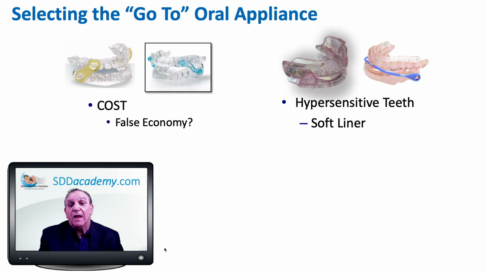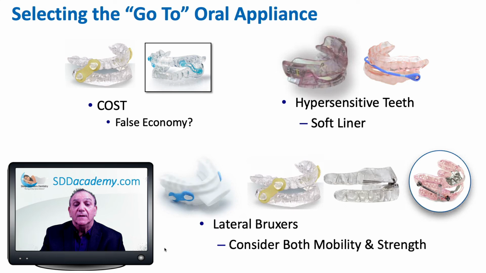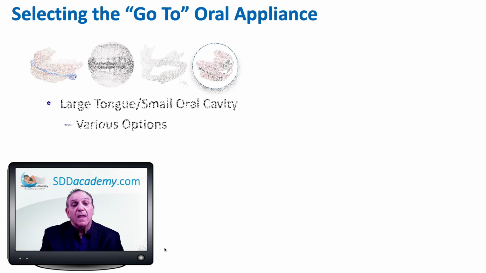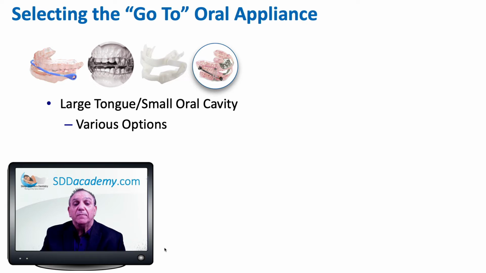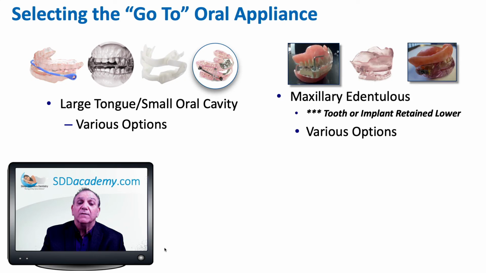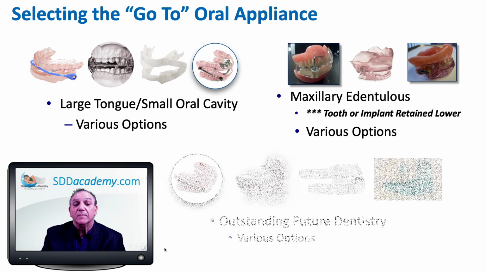So if I'm talking generally, that time frame is going to be a different number than if I'm talking patient specific. For hypersensitive teeth, we have appliances that come with soft liners. And then there's the lateral bruxers: appliances that are forgiving, that have either very elastic connectors or a good range of motion laterally. And then we have various options that are available for small oral cavities. Lots of tongue space. For maxillary edentulous, this can be done a number of different ways, but you do need to have retentive teeth or implants on the mandible to hold on to that jaw so it doesn't drop open.